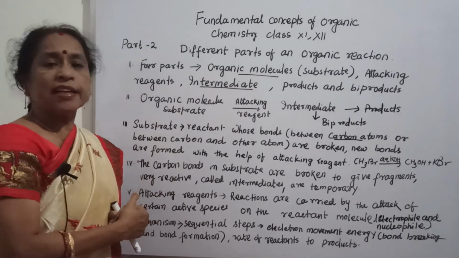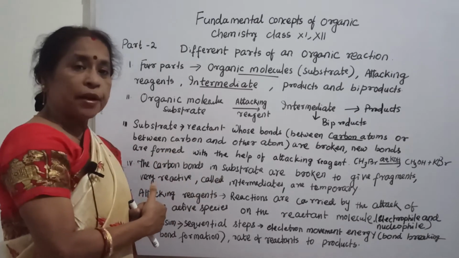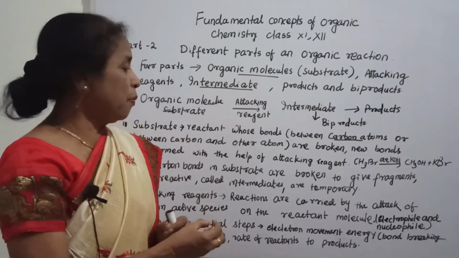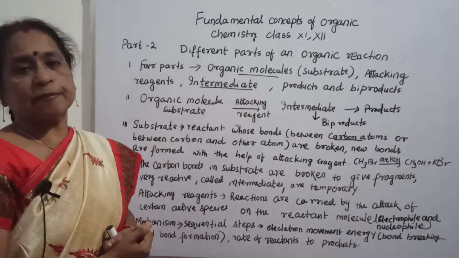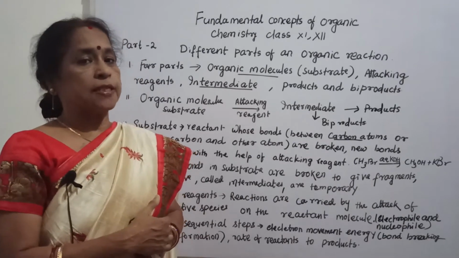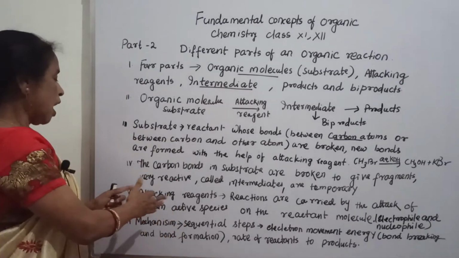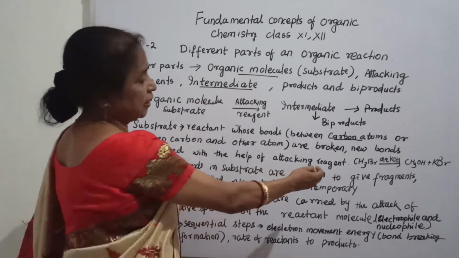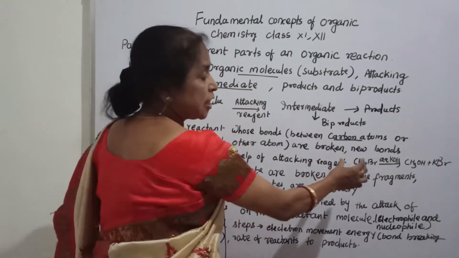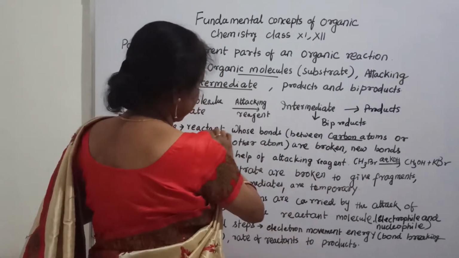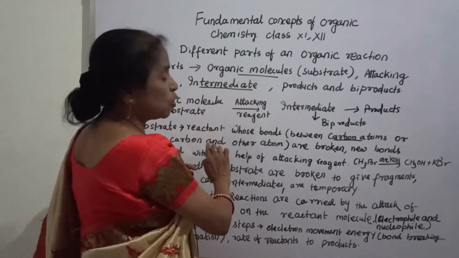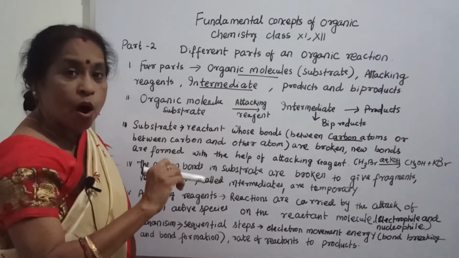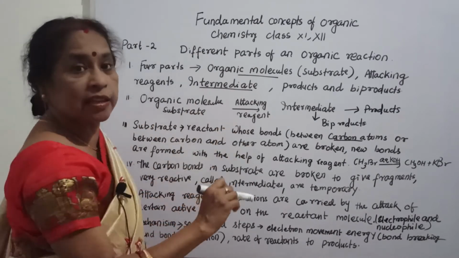So what is attacking reagent? Attacking reagent means the reaction is carried out with the help of one active species, and that is called attacking reagent. Suppose in this example, CH3Br is the substrate, that is the reactant, the organic molecule. And when it reacts with aqueous KOH, this aqueous KOH is the attacking reagent.